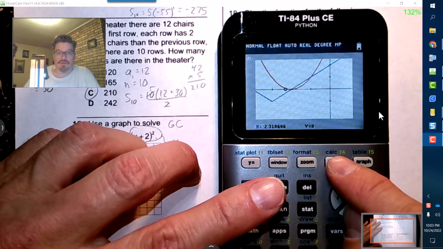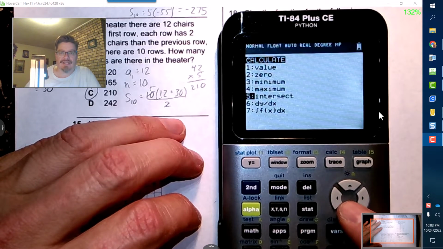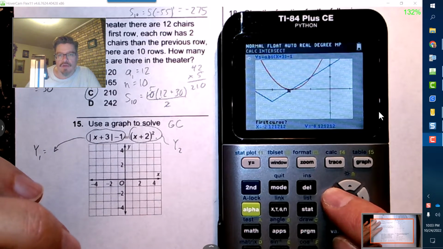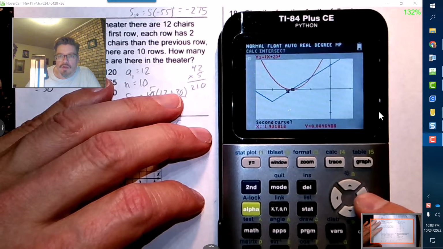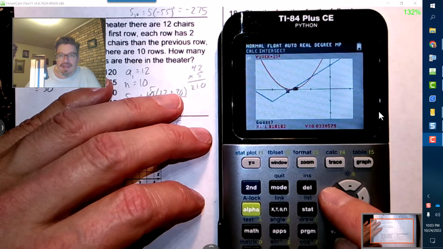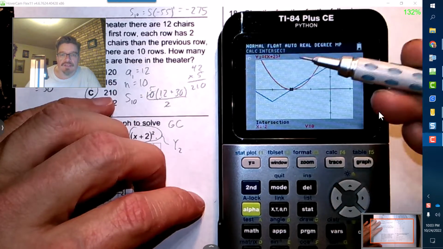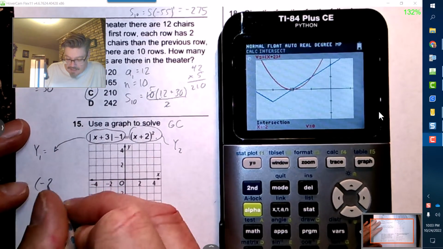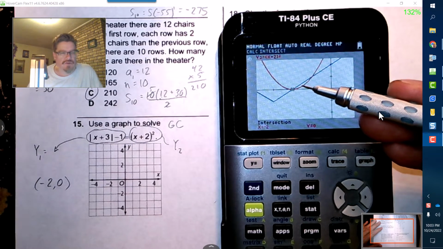So if you remember, we can do second calculate, the CALC, and that takes us to an intersection. We can actually get that intersection. I'm going to focus on the one to the left first. Okay, so it's right there. All right, and then the next one, we're going to go right to the other side of it, hit enter. And then it asks for a guess, and the guess we're going to put right in the middle. All right, and it looks like the intersection is -2, 0. Okay, so it did actually hit the crosshairs there. Okay, so I didn't trust my eyes.